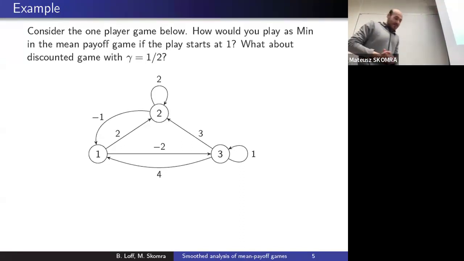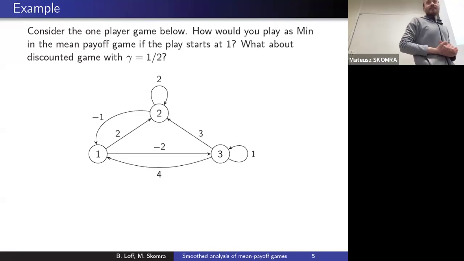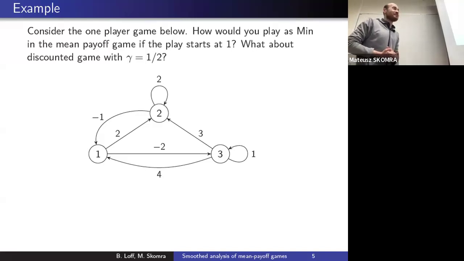Okay, so you are just a minimizer and you want to minimize the mean payoff criterion starting at one. So what do you do if you want to minimize the mean payoff criterion on this graph? Ideally, you want to find the negative cycle, right? I think the best option is to just play that cycle.